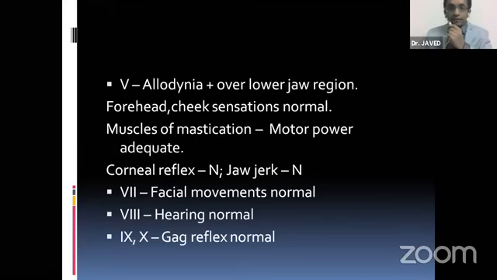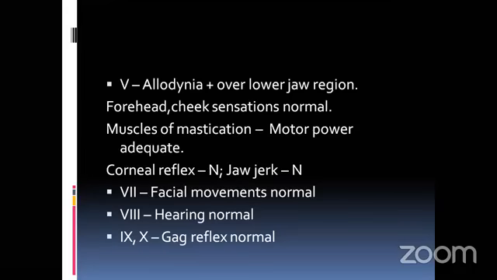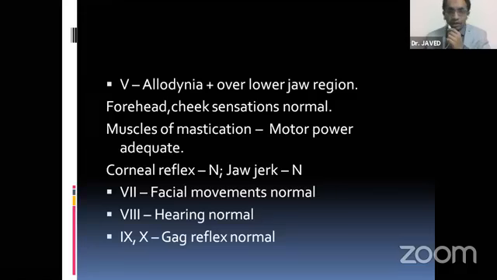Fifth cranial nerve, there was allodynia present over the lower jaw region. The forehead and cheek sensations were normal. Muscles of mastication had adequate motor power. Corneal reflex was normal and jaw jerk also was normal.